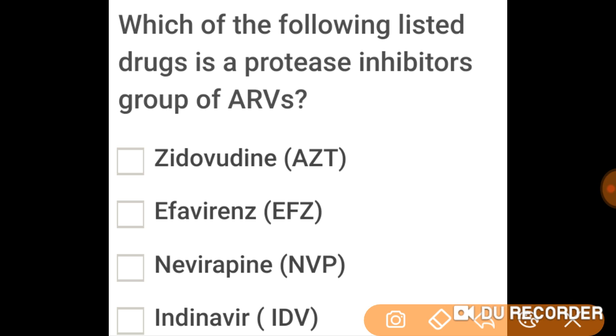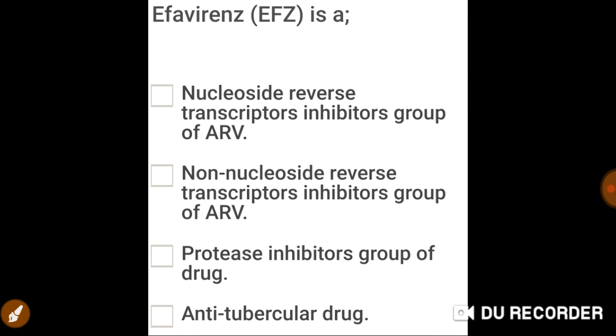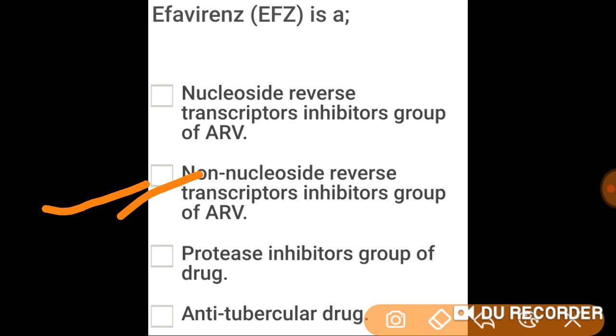Which of the following listed drugs is a protease inhibitor? Protease inhibitors end in navir. Indinavir, so this is the answer, the protease inhibitor. And those with vir in the middle are NRTIs. Zidovudine is an NRTI. So indinavir is the answer. This one is the answer.